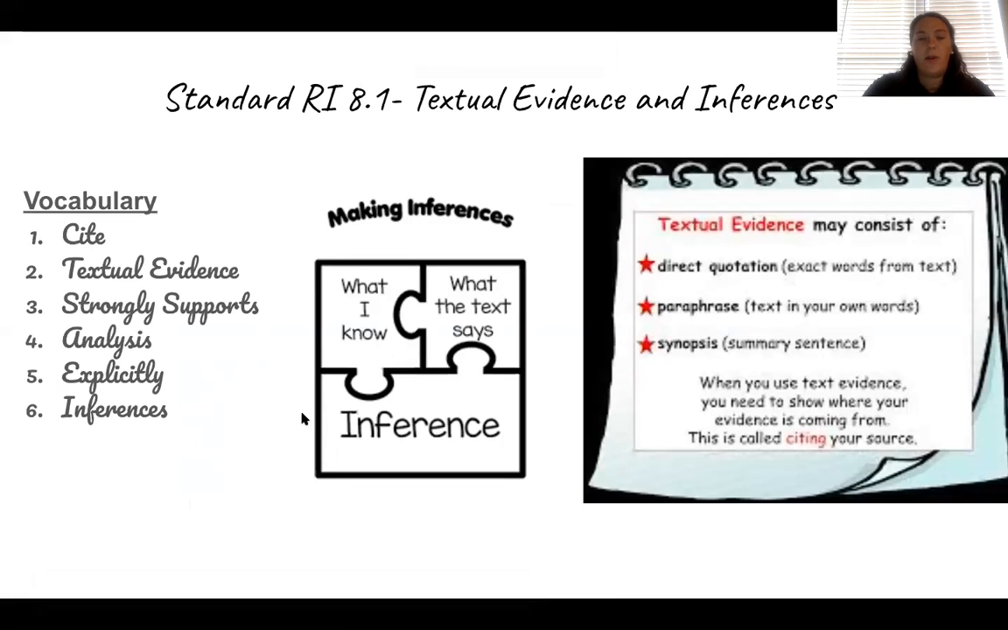Just to remind you, an inference is where you take what the text says as well as your prior knowledge and you draw a logical conclusion from it. That's what an inference is. An inference is an educated guess based on text evidence as well as prior knowledge. We have talked extensively about what it means to cite. We know that there are different ways that you can cite evidence. One being that you could directly quote it from the text, you could paraphrase it, or you could just put it into a summary sentence.